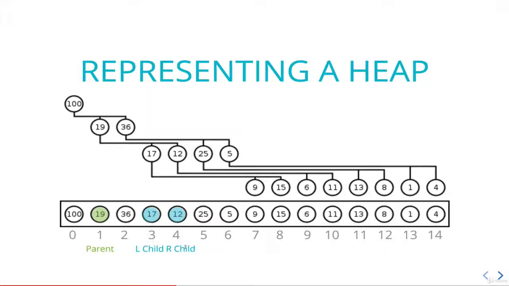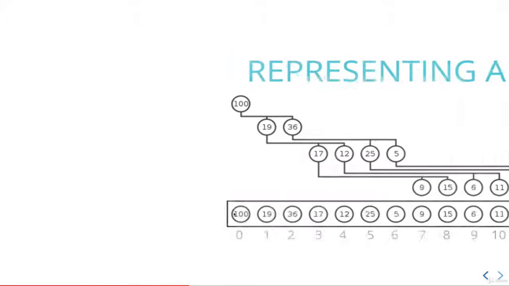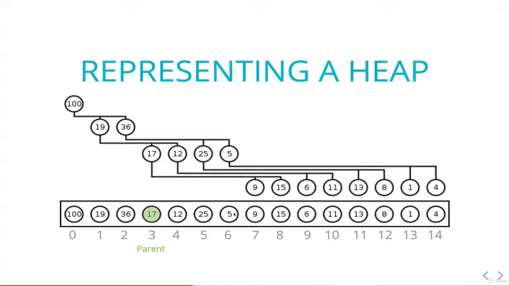Okay, next, let's go to 36. So we had 36. We have to leapfrog over to get to 25, which is its left child, and 5, which is its right child. So index of 2 corresponds to two children at index of 5 and 6. Okay, well, I didn't do this for every single value, I promise. We're about to skip ahead. 17, though, its children start at index of 7 for 9 and index of 8 for 15.